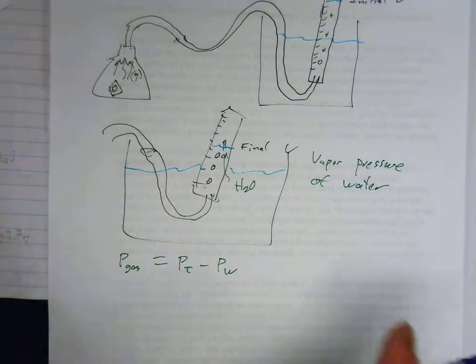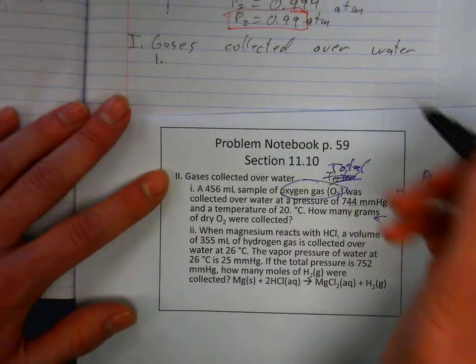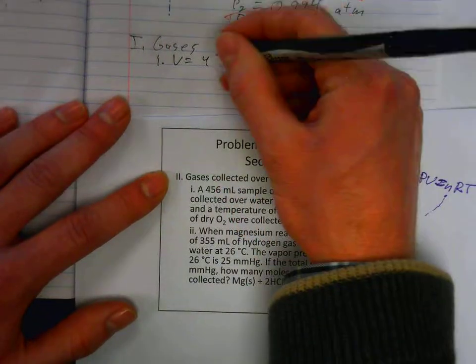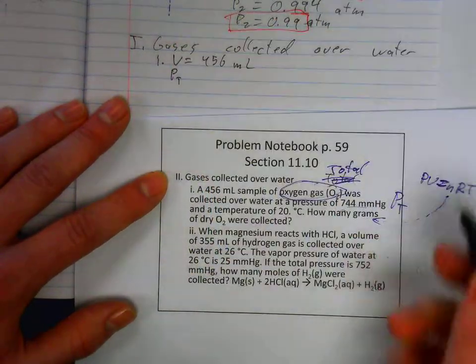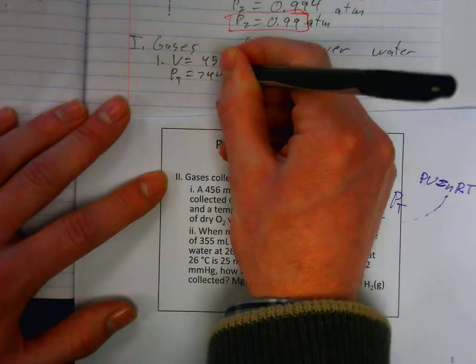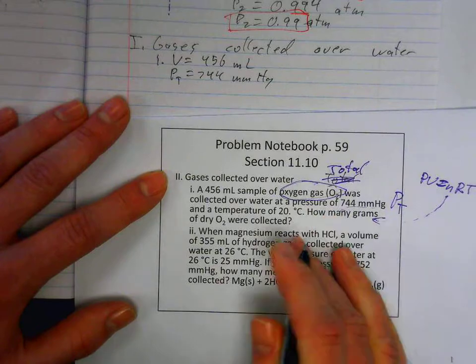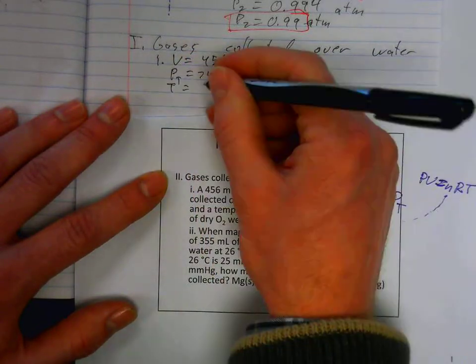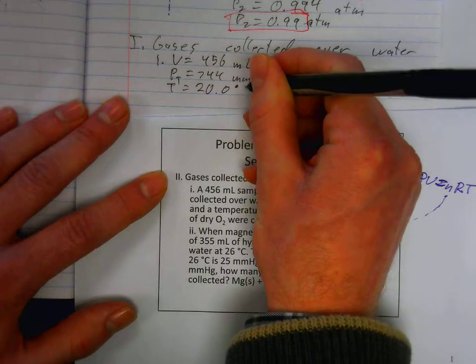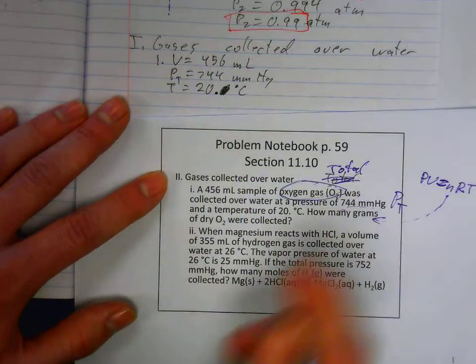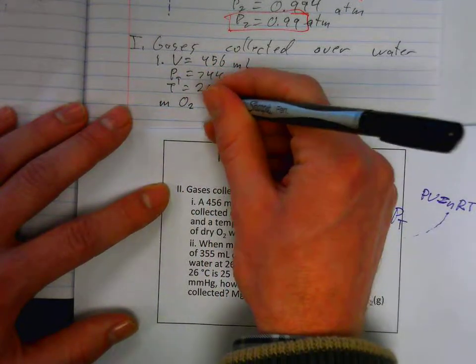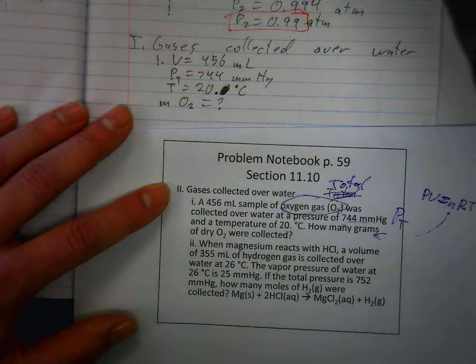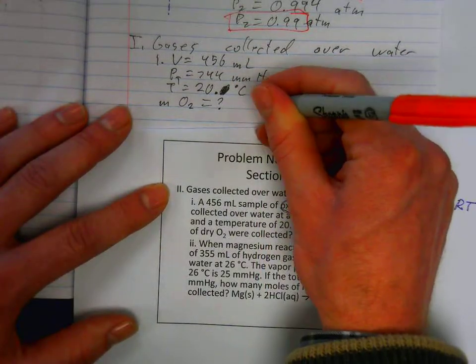So we list the information we have. The volume is 456 milliliters. The pressure, which is the total pressure, is 744 millimeters of mercury. The temperature is 20 degrees Celsius. We want to know the mass of oxygen. That's our unknown. But in order to get there, first we're going to find the number of moles, or n, of oxygen using the ideal gas law.